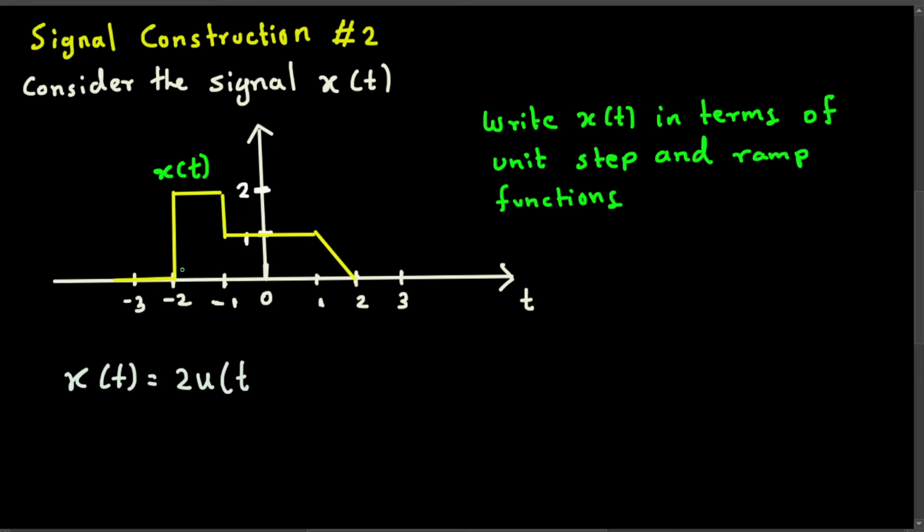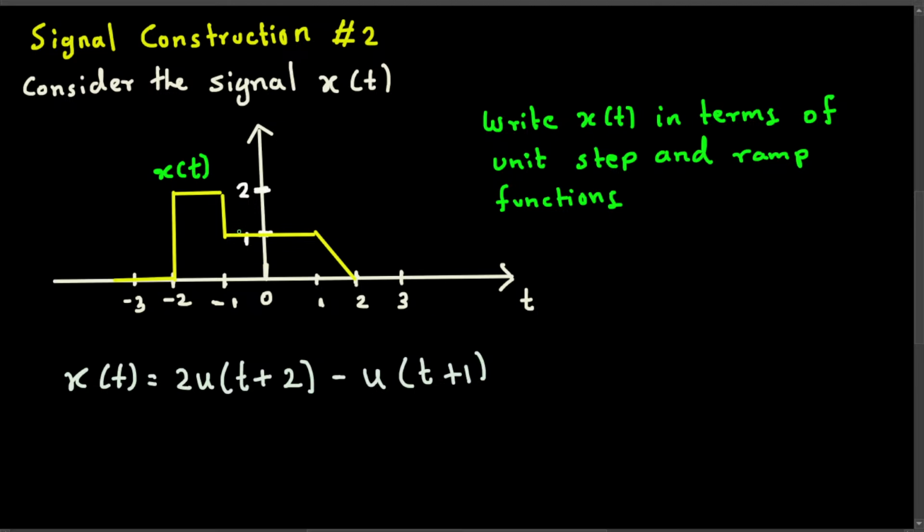If it's shifted to the left, we're going to have plus. If it's right, it's minus. So this is shifted to the left by 2 units, so t plus 2 right here. And then minus. The next one is also a unit step function, but it's going down, so that's why we put a minus. And that is happening at -1, so 1 unit to the left. So this is going to be u of t plus 1.